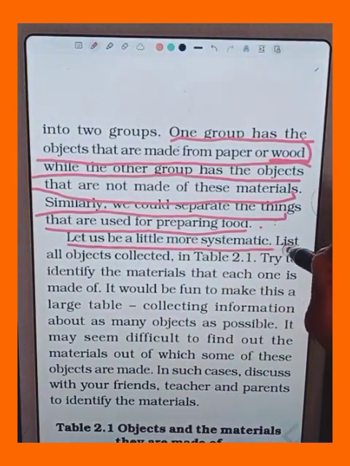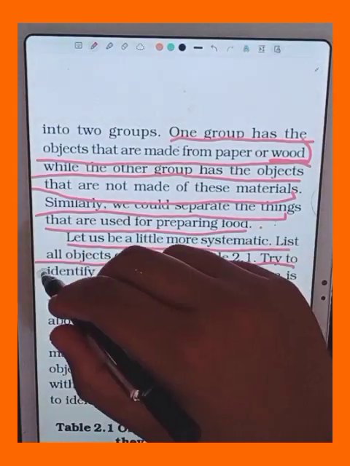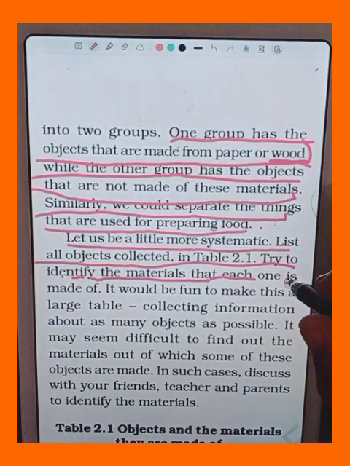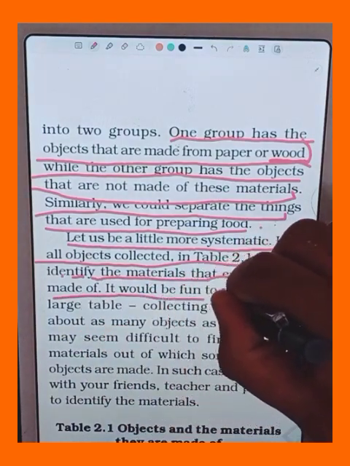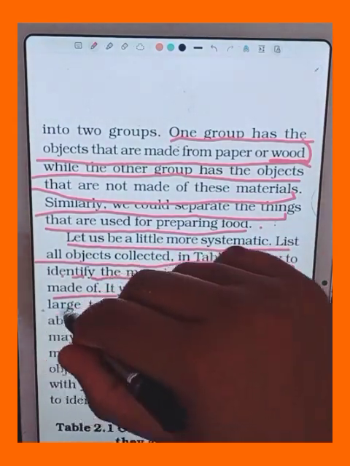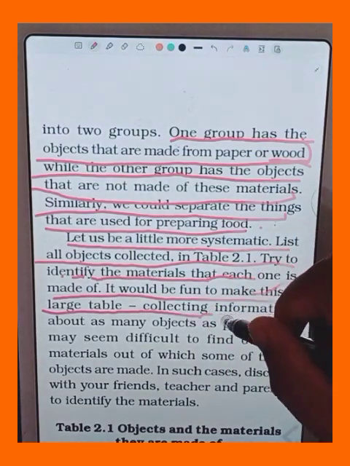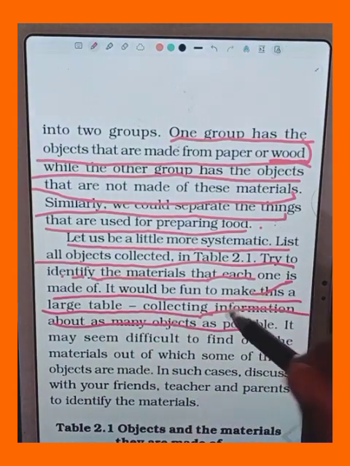Let us be a little more systematic. List all objects collected in a table. 1.1. Try to identify the materials that each one is made of. It would be fun to make this a large table, collecting information about as many objects as possible.